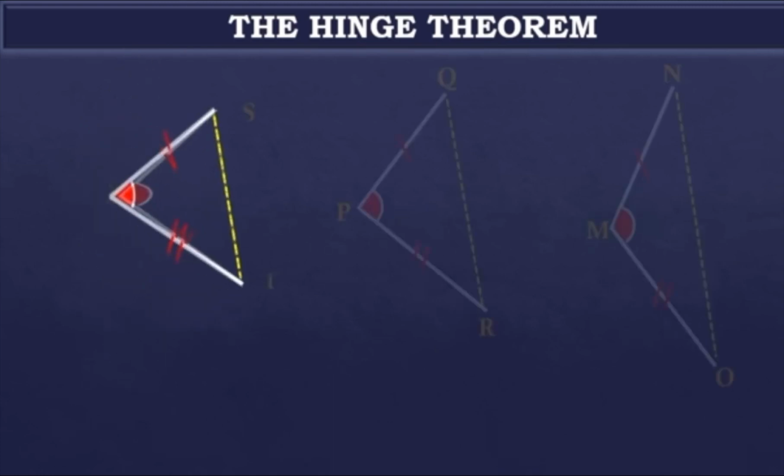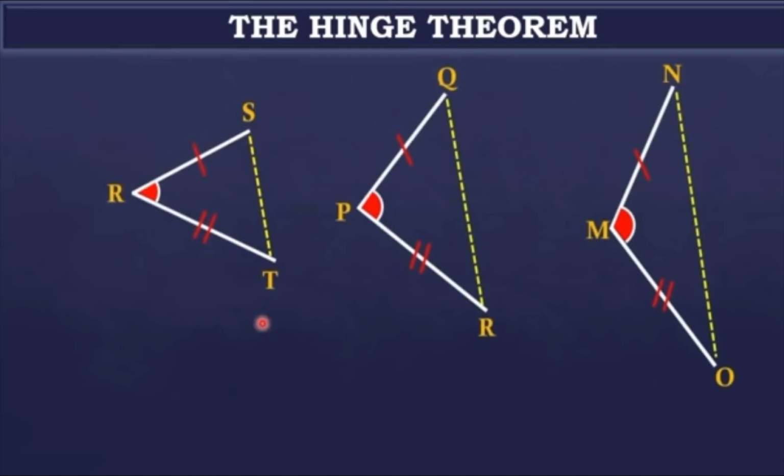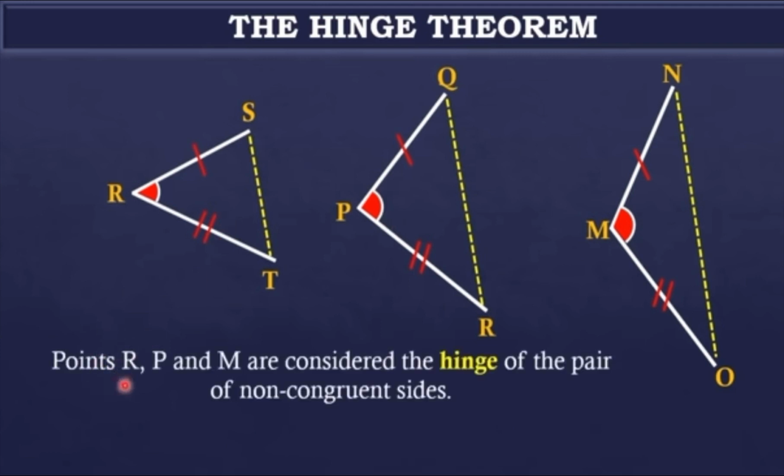So, let me show you the difference of these three triangles. So, from the original triangle, nung in-expand natin siya, lumaki yung angle, humaba yung ating length. Lumaki yung angle, mas humaba po yung ating length. Now, given these three triangles, we have here points R, P, and M are considered the hinge of the pair of non-congruent sides. So, from your original, okay, ito yung original natin. So, nung in-extend natin siya, ito siya, and then ito.